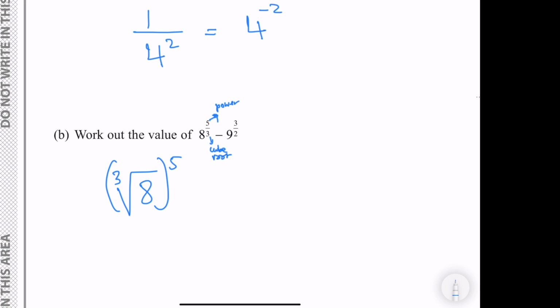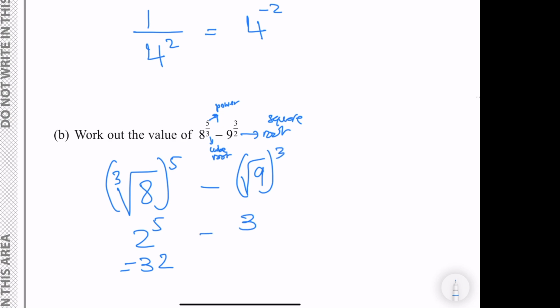So the cube root of 8 is 2. 2 to the power 5 equal to 32. Then we move on to 9, the square root. That's the root as well, but it's a square root, of 9. After finding the square root, then you do the cube. And that is 3 to the power 3, which is 27. And 32 take away 27 is 5.